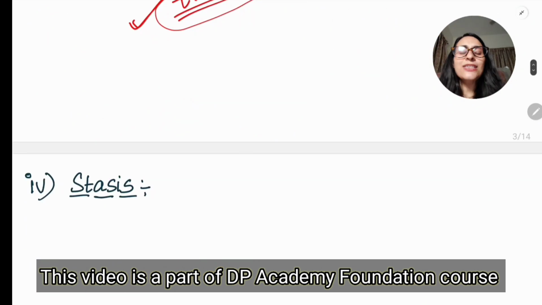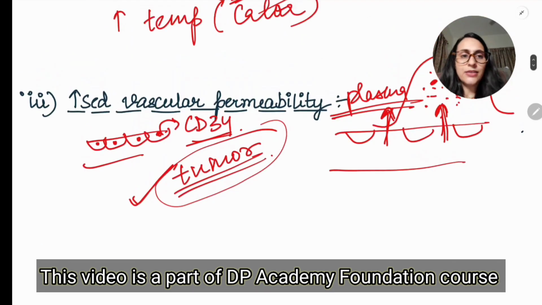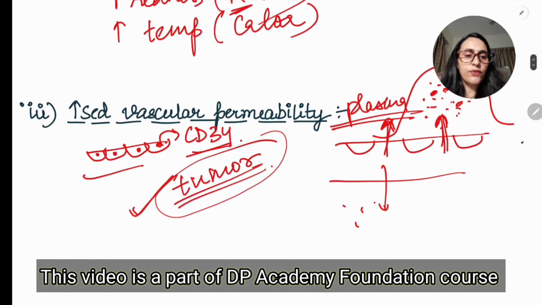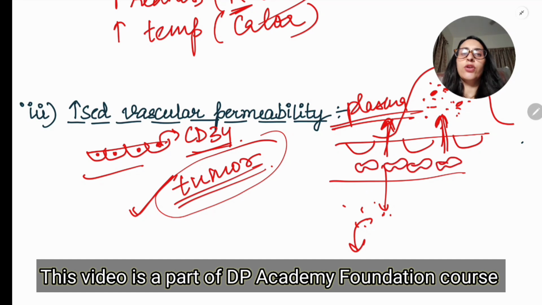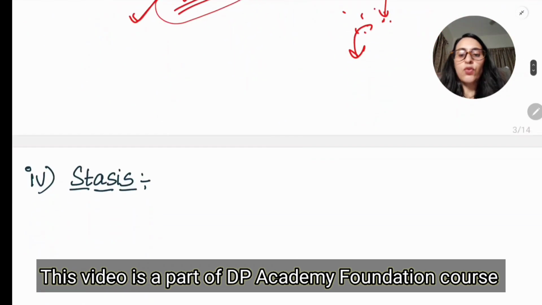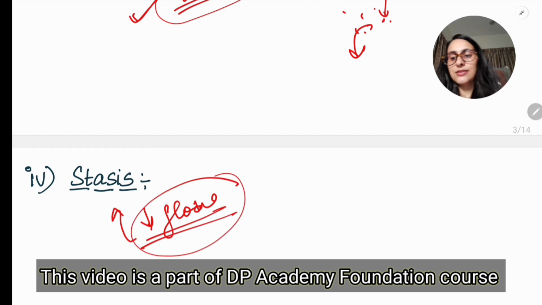The last vascular event is stasis of the blood flow. What do you mean by stasis? Stasis means stagnation. Now that the plasma has gone out of the blood vessel, the RBCs are concentrated here. A lot of RBCs, because the plasma has gone out, the blood has become thick. So the viscosity is increased, and therefore there is decrease in the blood flow, and there is a slowing of the blood flow, and that is known as stasis. The blood becomes sluggish. The flow becomes slow or sluggish. So this is stasis. These are the 4 vascular events.